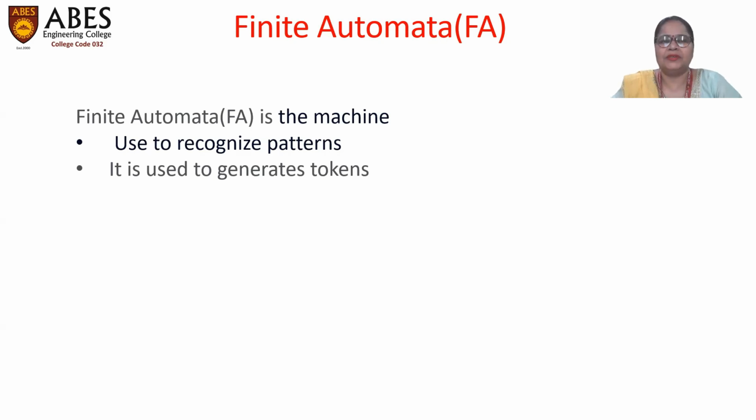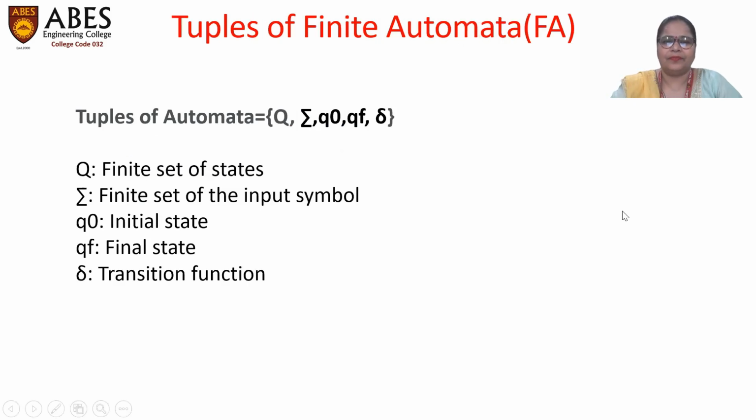So, what are formal languages? Formal languages are the languages that are taken and read by the finite automata. In summary, we can say finite automata is a simple machine that is used to recognize patterns and generate the language tokens which are used in a compiler to find errors and other things, right? So, how does the machine work? In the next slide, we will discuss the tuples of automata.